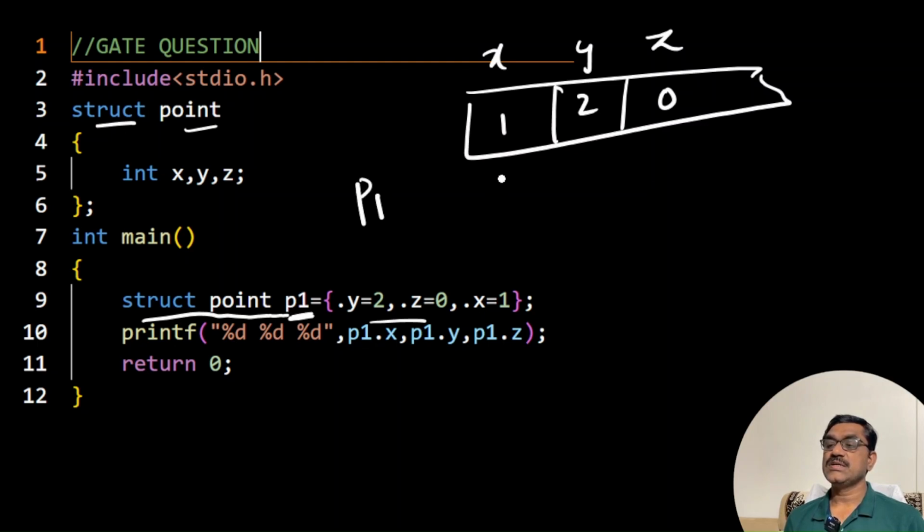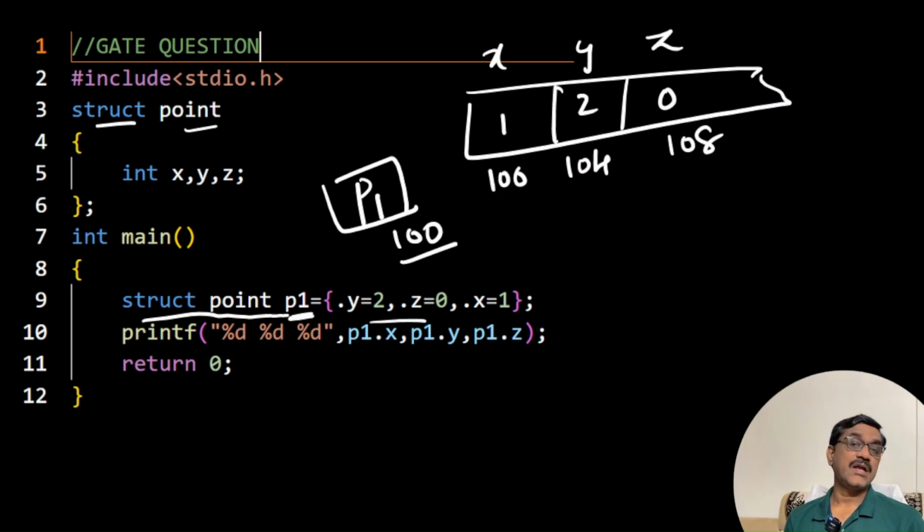Now, assume that the address of the first location is 100 and the address of the second location is 104, and so on, because every integer is going to take 4 bytes. What does the structured variable P1 contain? P1 itself represents the address 100, like an array name. When you declare an array A, the array name itself represents the base address. In a similar way, P1 is not a variable which stores the address 100.